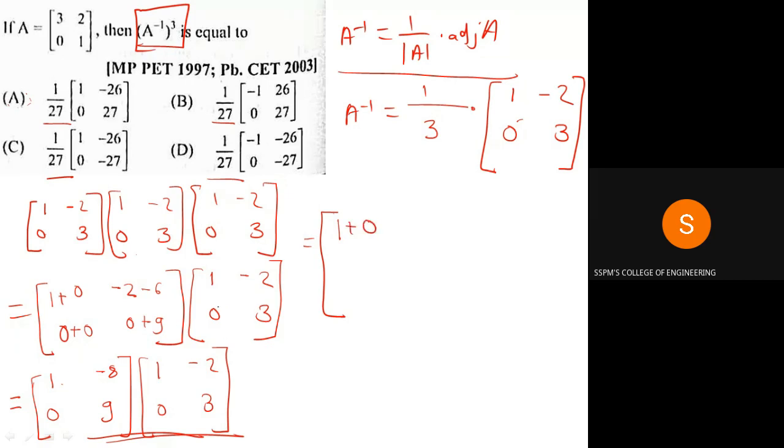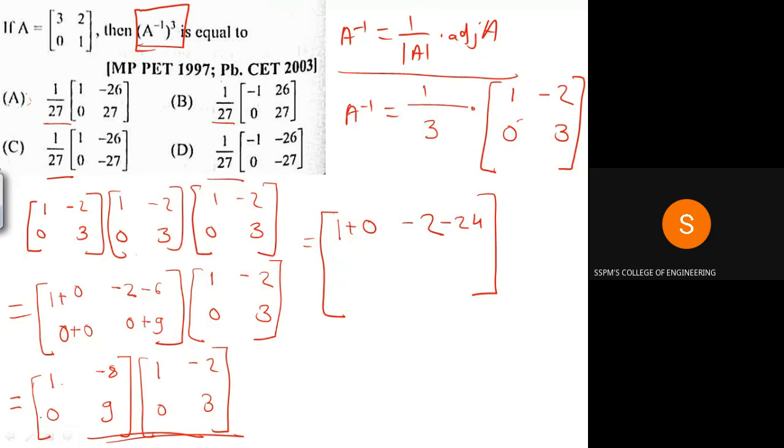And first row, second column. So 1 into minus 2 it is minus 2. And minus 8 into 3 it is minus 24. Now we will find second row and first column.